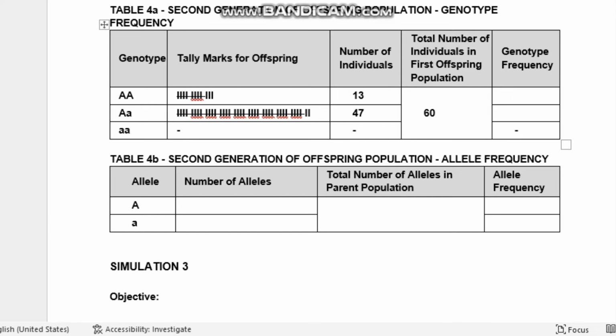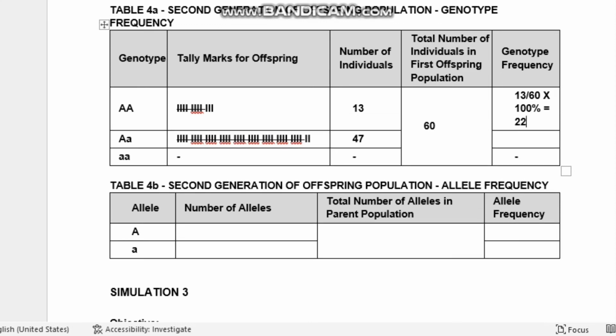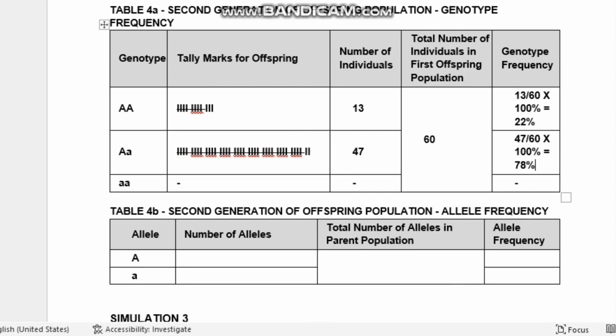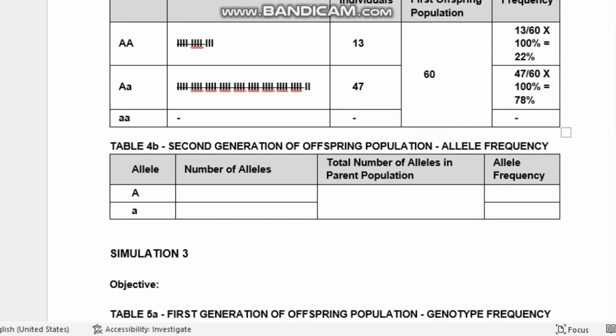So for the genotype frequency, 13 over 60 times 100%, and we get 22%. For the heterozygous genotype, 47 over 60 times 100, we get 78%. Then we'll move on to the second table for the second generation.